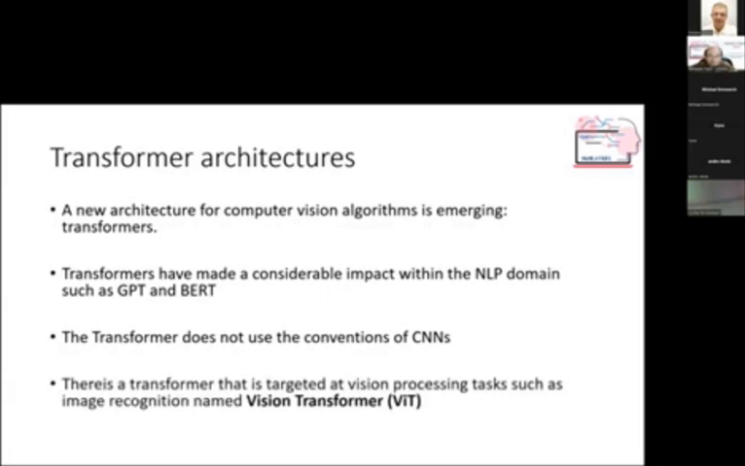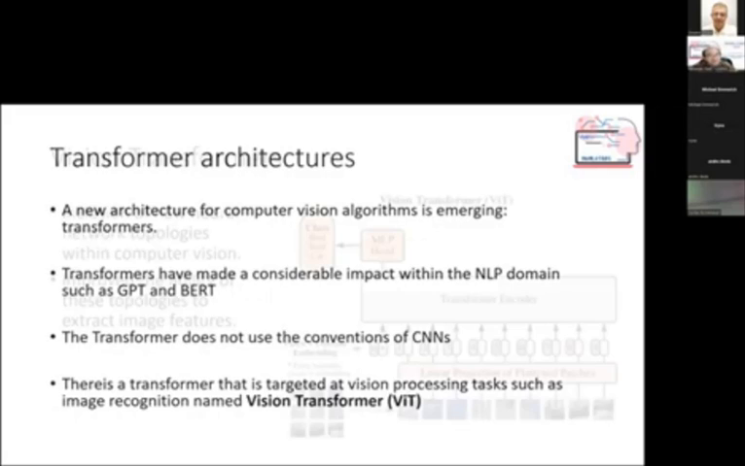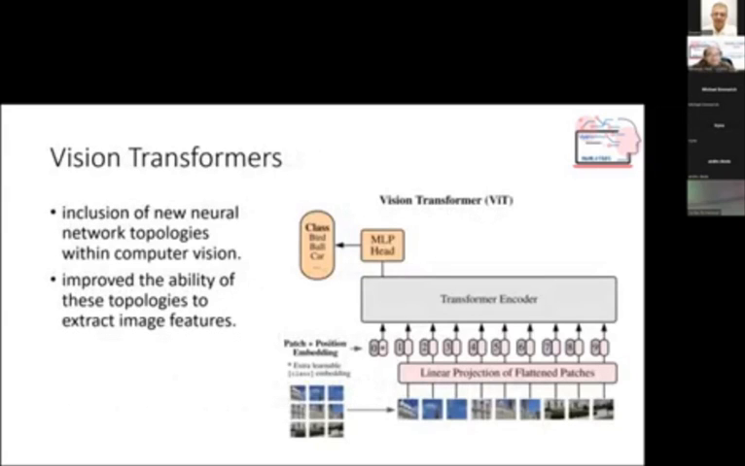There is a transformer for vision applications, which is called the vision transformer. So the vision transformer is a major breakthrough that emerged during the past year. It was the inclusion of new neural network topologies within computer vision.